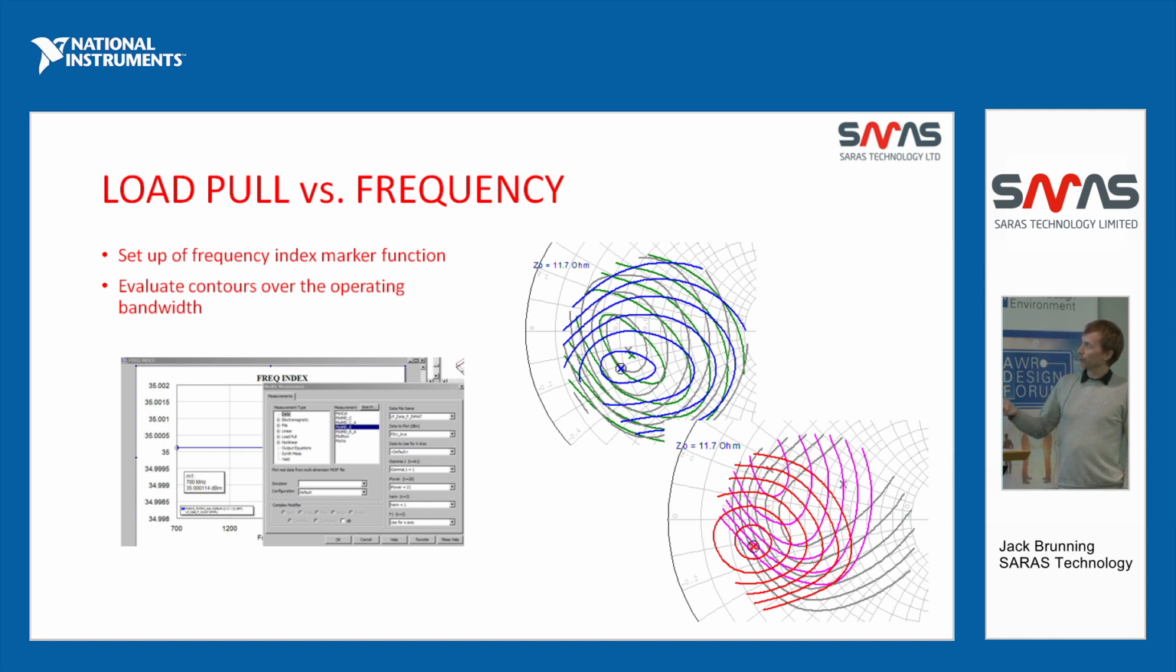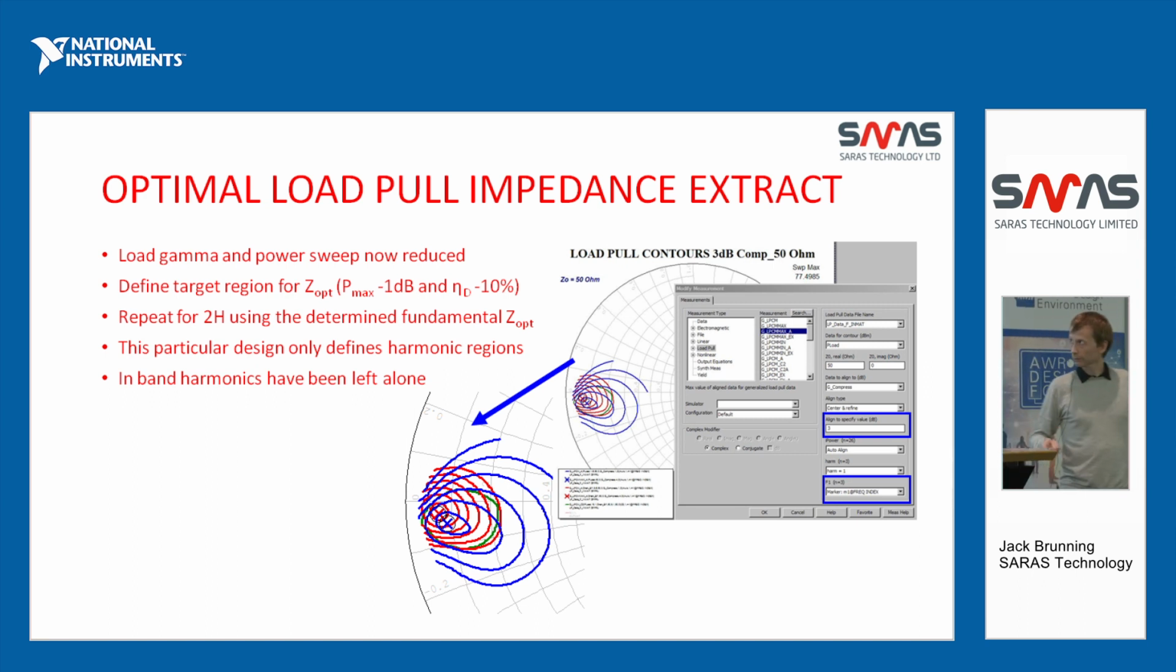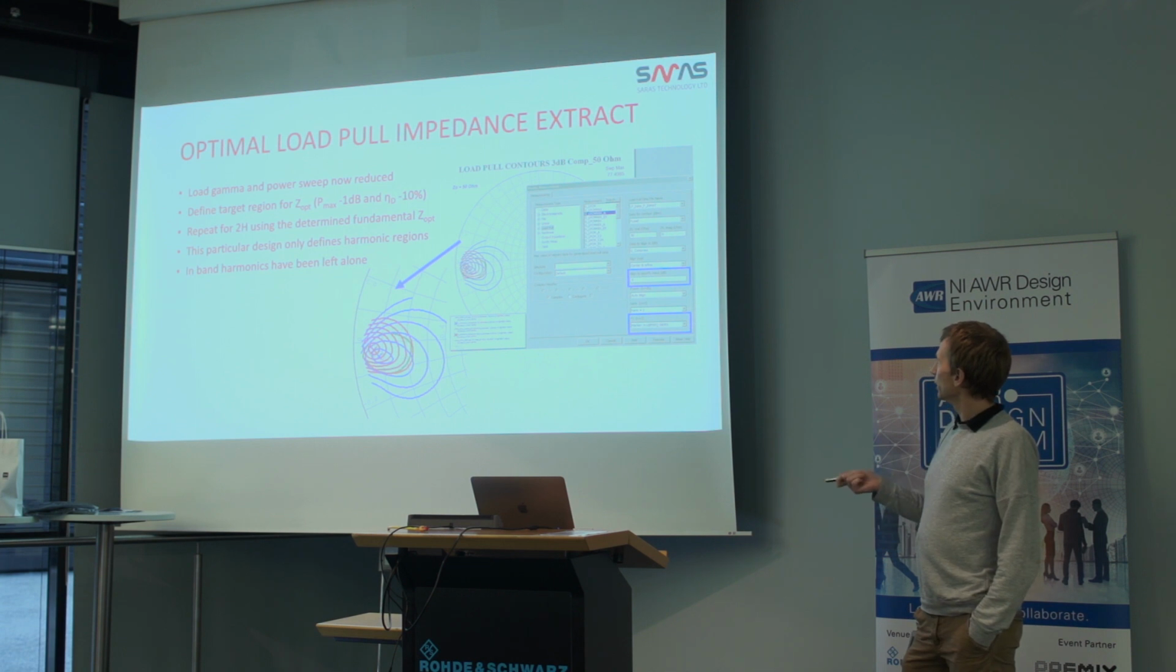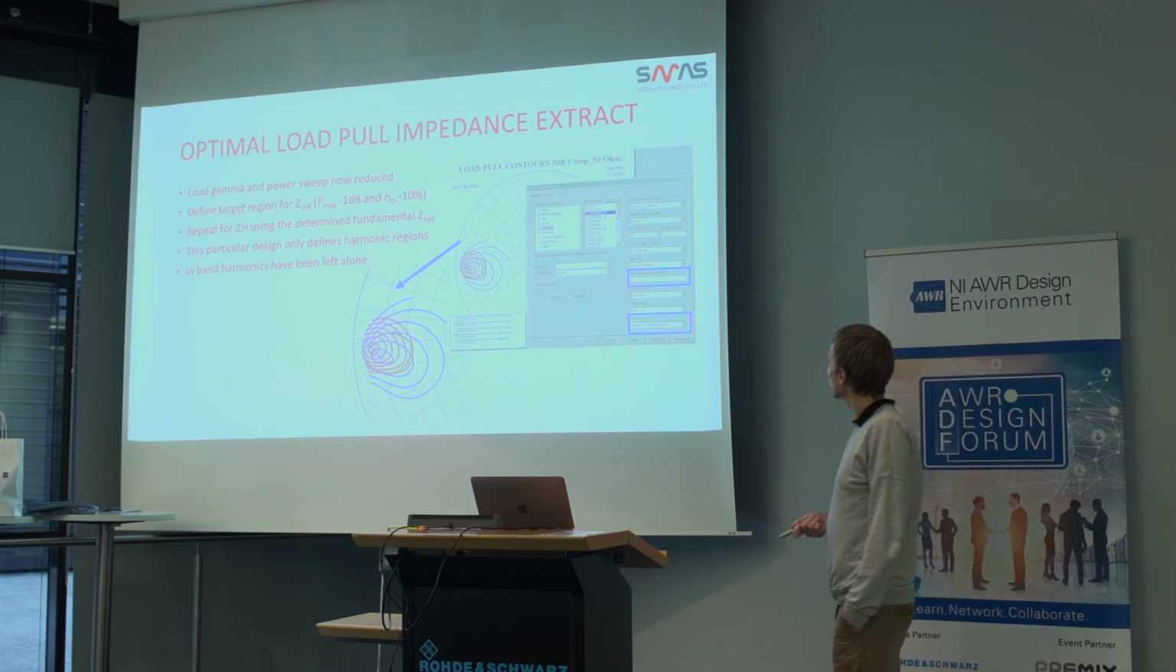And you can evaluate those contours over the operating bandwidth, again, with an index marker. So to derive the optimal load pull impedance point, I've basically got an overlap contour here. Target region was Pmax minus 1 dB, drain efficiency minus 10%. You can repeat load pull for the second harmonic. This particular design, I only looked at harmonic regions and just tried to maximize. Obviously the second harmonic is still in band, so I left those alone. But effectively these contours are aligned to a specific value with this LPC max underscore A, so it's aligned to 3 dB compression.